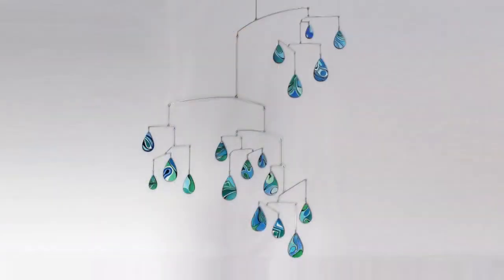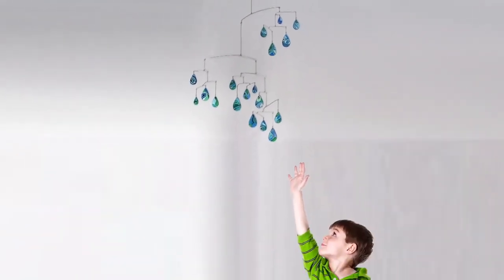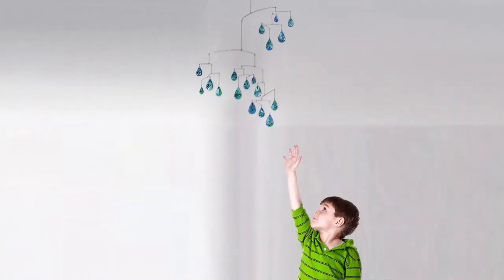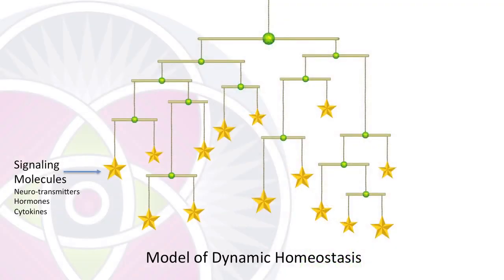This is kind of difficult to understand, and the best way is a model of a mobile. So here we go. We're looking at a mobile. You've probably played with this when you were a kid. Perhaps you even have some of these in your home right now. We have all of these horizontal elements with little strings hanging down from them, and we have these stars hanging at the bottom. In this particular model, the stars represent signaling molecules.